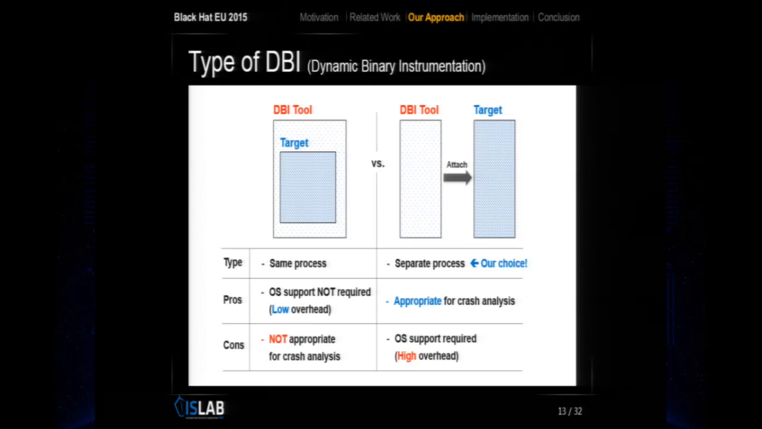Since there are no appropriate tools for instruction tracing in ARM architecture, we intended to build a DBI tool from scratch. There are two types of DBI. The left one works on the same context of the target program. It can provide relatively fast instrumentations, but it's not appropriate for crash analysis because it may produce unexpected results in case of memory access violation.